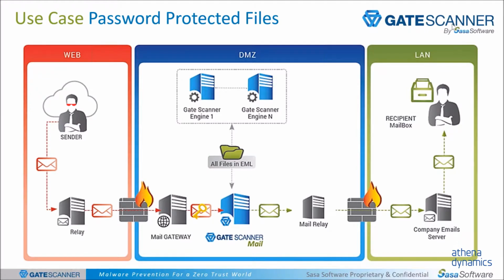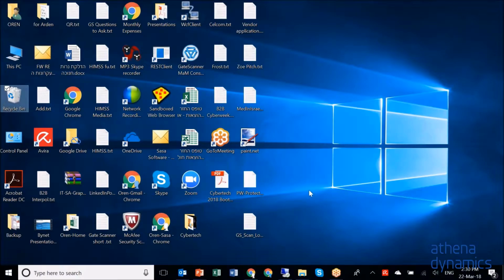The user will then receive a notification that they received a password protected file, and that allows them to provide the password to GateScanner CDR. It will open the encryption on the file, disarm the file and disarm the attachments, create a safe copy, and then you can re-encrypt the file with the same key, and the user receives a safe file. So let's see how this works in real life with a real example.